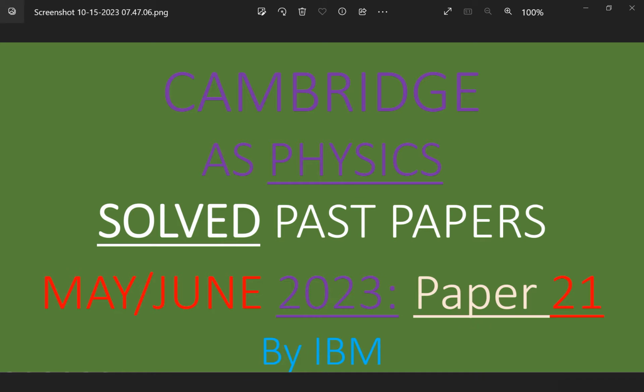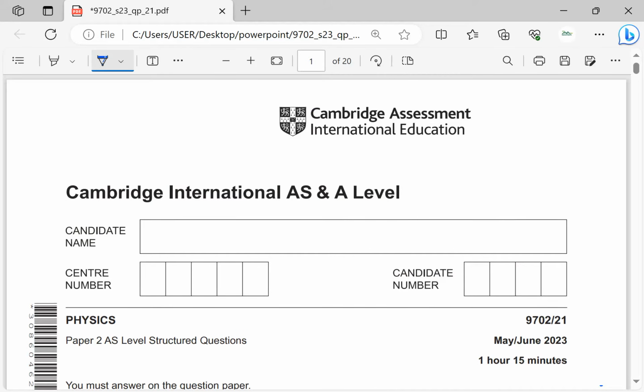And today I gathered the courage to solve past papers. I'm solving May-June 2023, and today I'm starting with paper 2-1. I'll solve all the three on the same day, so there's no problem with that. So without wasting time, I would like to take you to the question paper.